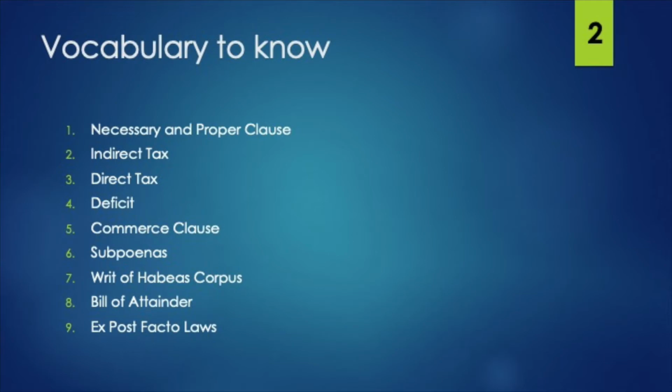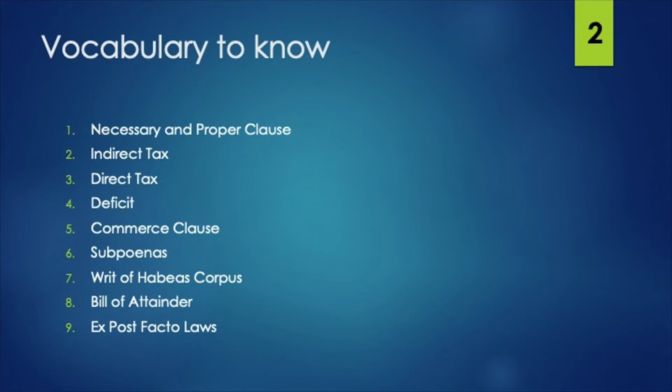A direct tax is a tax that you pay directly to the government, such as the income tax that's coming up soon. Number four is a deficit, and that's when there's not enough money to pay for expenses because you're not bringing in enough revenue. Number five is the Commerce Clause, and that allows Congress to regulate trade between the states. Number six is subpoenas, and these are legal documents that require a person to testify.